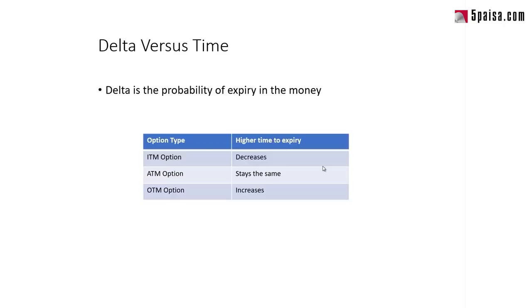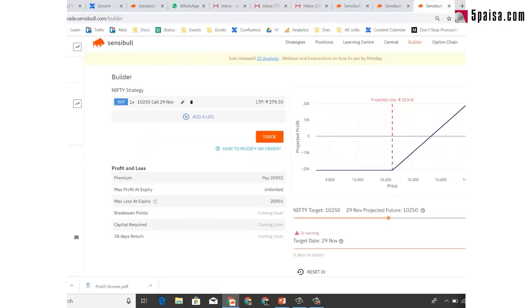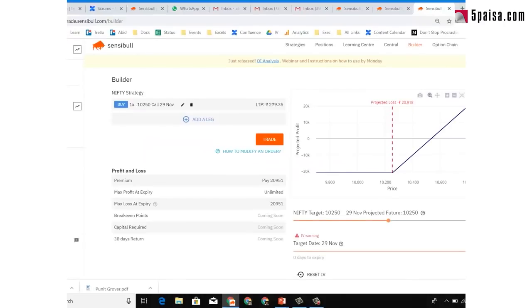And finally, ATM option, it doesn't matter. ATM's delta is always 0.5. Whether it's a 1 year option, 2 year option, 1 month option or 1 day option, ATM's delta is always 0.5. Right. So let's take November for a change and let's do this.